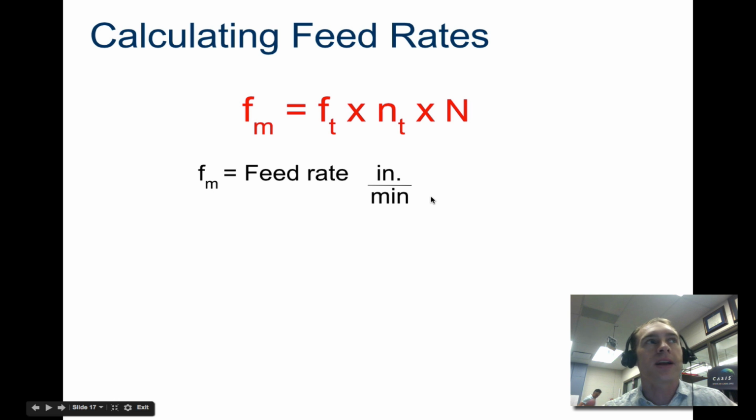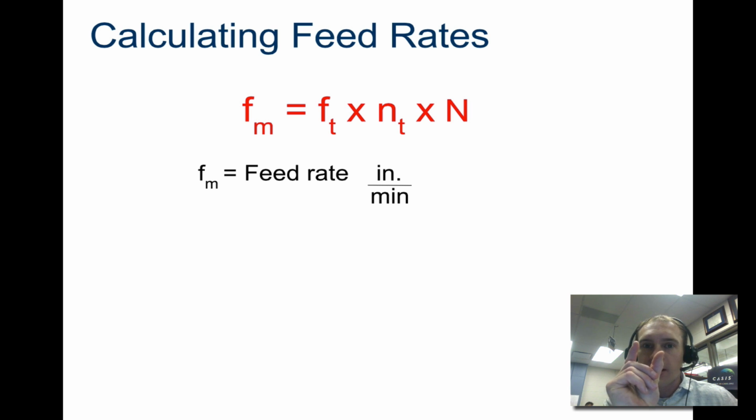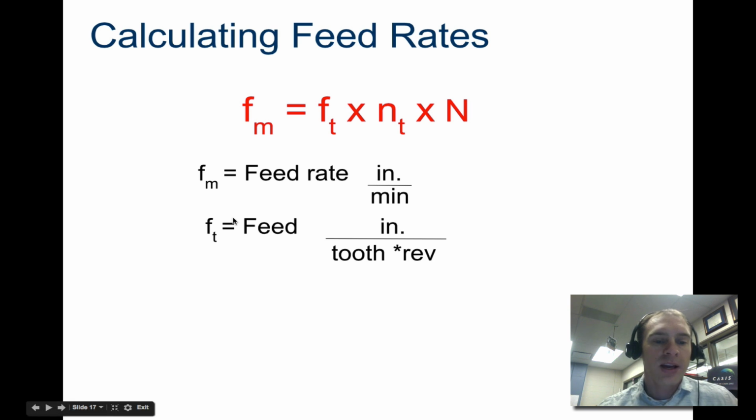So take a second and just look at the clock right now. If you're going 1 inch per minute, watch the second hand go all the way around, and then just imagine that distance. So 1 inch per minute is a really, really slow feed rate. Just to give you some perspective, FT is feed, and that's in inches per tooth times revolutions, kind of a wild unit there.